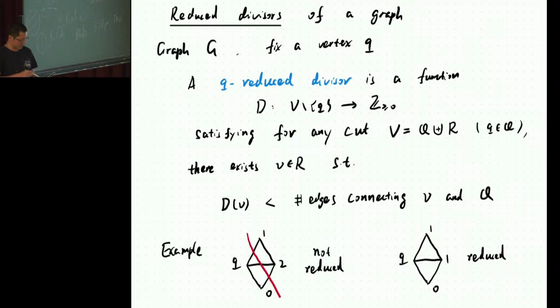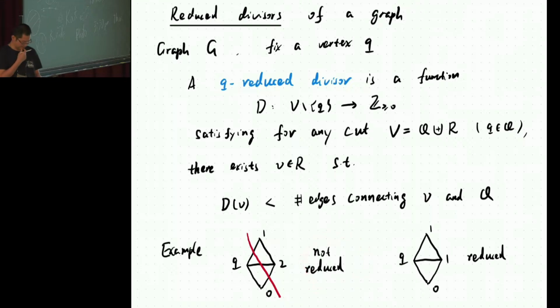The condition is for any cut. A cut is just a two-partition of the vertex set V. Now I write V as Q union R. I assume this source vertex q is in Q. Then for any cut, I should be able to find a vertex v in R such that the number I put on v is smaller than the number of edges connecting v and Q. This is long and confusing. Let me show you one example. You look at this graph. Here's a divisor, it's 1, 2, 0. I claim that this is not reduced.